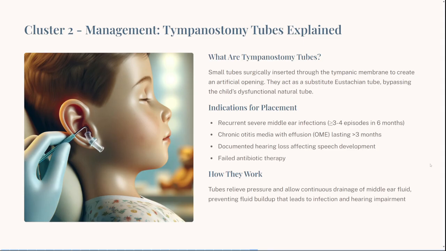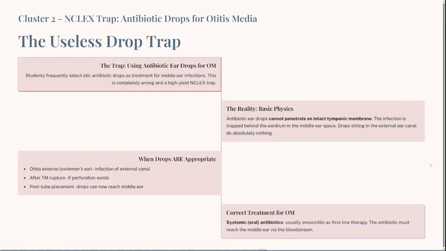Okay, let's switch to the NCLEX traps for this cluster. There are some big ones with otitis media treatment. Oh, a huge one. The trap is trying to treat a middle ear infection with eardrops. Antibiotic eardrops are completely useless for OM unless the eardrum is already perforated or there are tubes in place. Because the drops can't get to the infection. They can't get through the intact eardrum to the middle ear where the infection is. It's just basic physics. The treatment has to be systemic, which means oral antibiotics, usually amoxicillin.